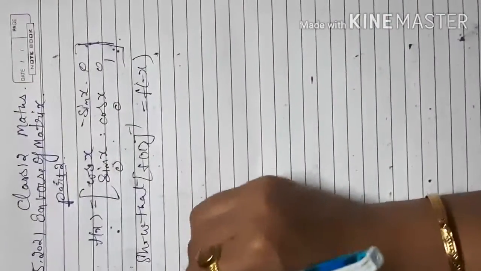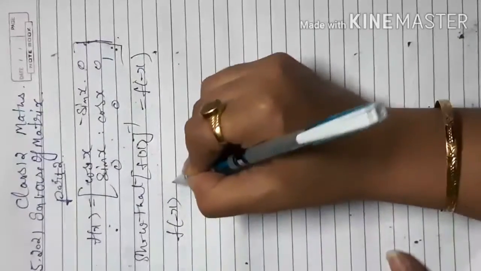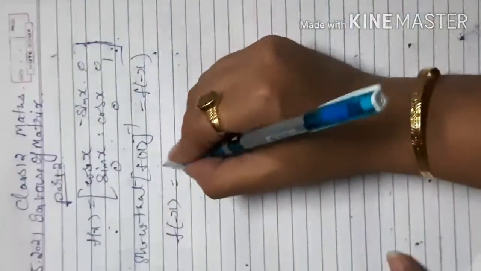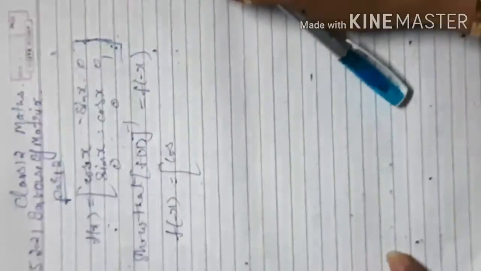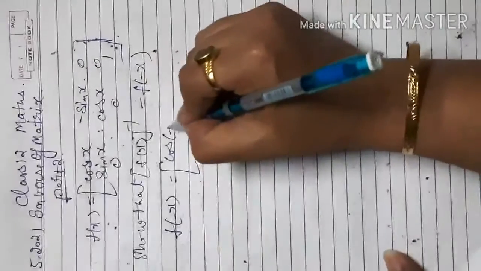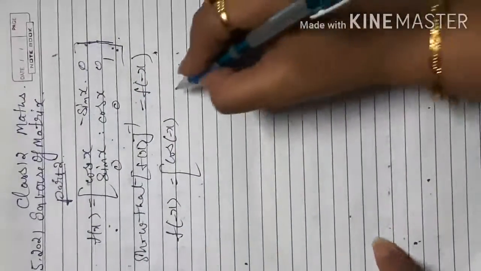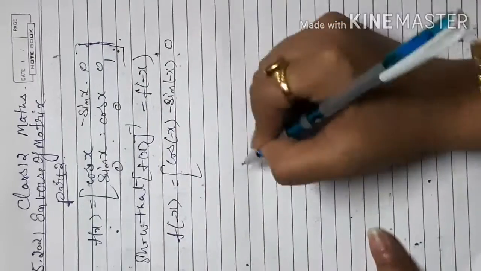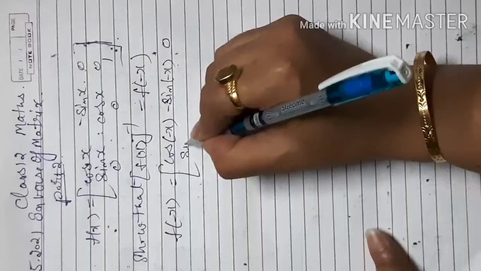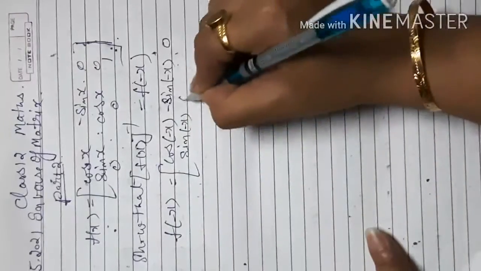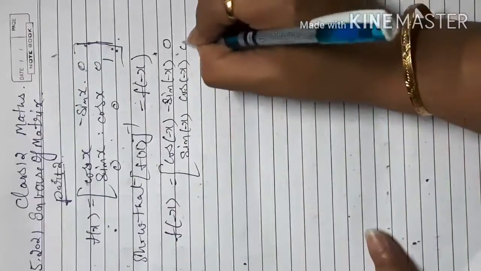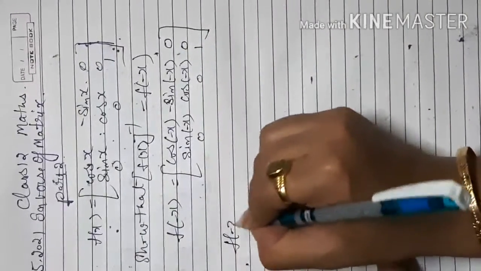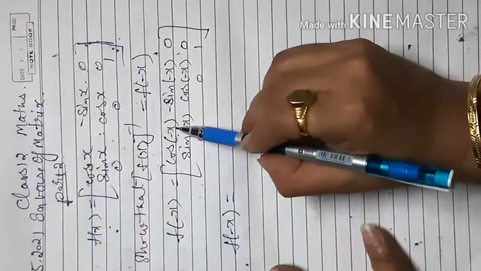If I go with f(-x), all the angles, like in cos x and sin x, will be in the negative form. Here it will be cos(-x), then minus sin(-x), 0, then sin(-x), cos(-x), 0, and 0, 0, 1.